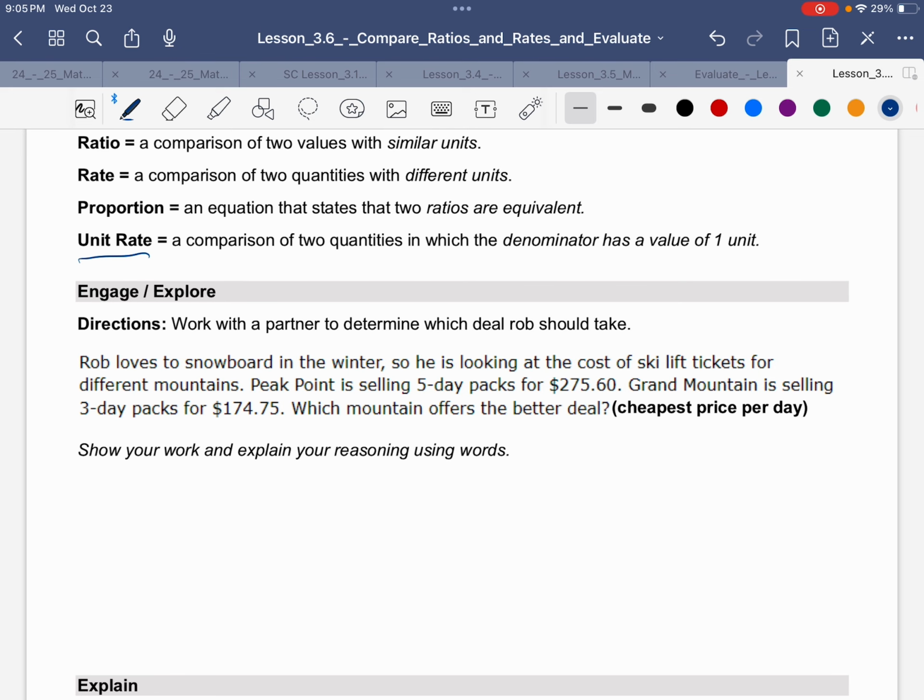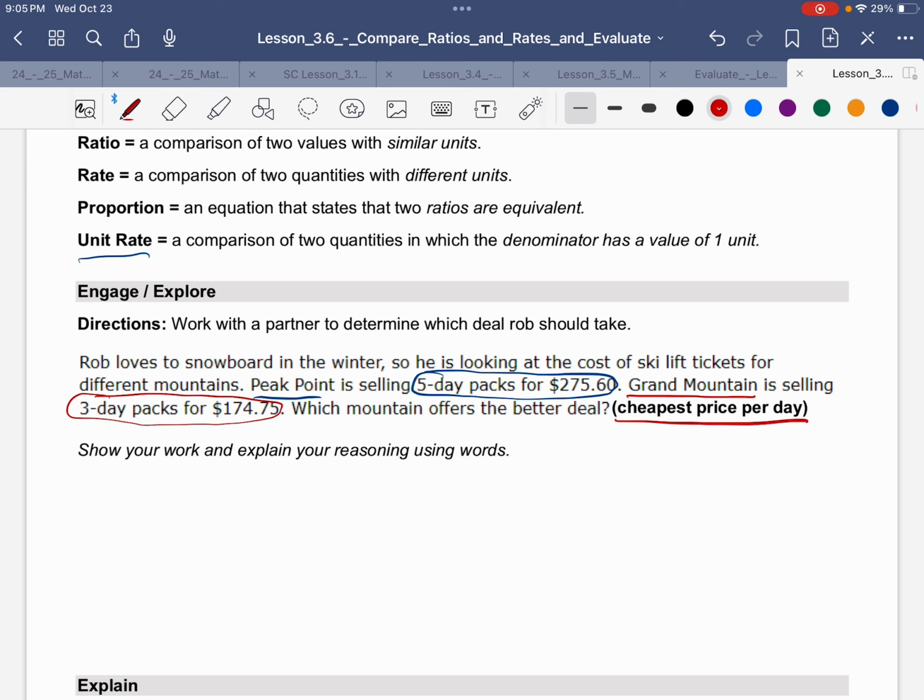So Rob loves to snowboard in the winter. So he is looking at the cost of ski lift tickets for different mountains. You have Peak Point, which their cost is a 5-day pack for $275.60. Then you have Green Mountain, and theirs is a 3-day pack for $174.75. Which mountain offers the better deal? We're looking for the cheapest price, right? Okay, so we're going to show our work of how we figure that out.